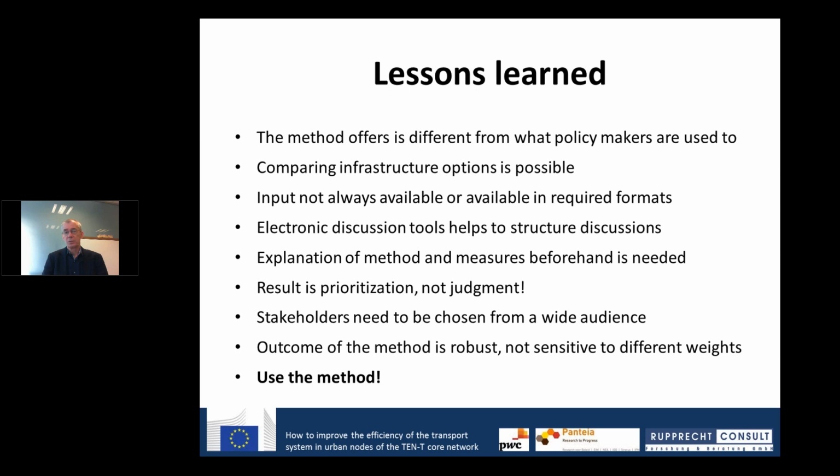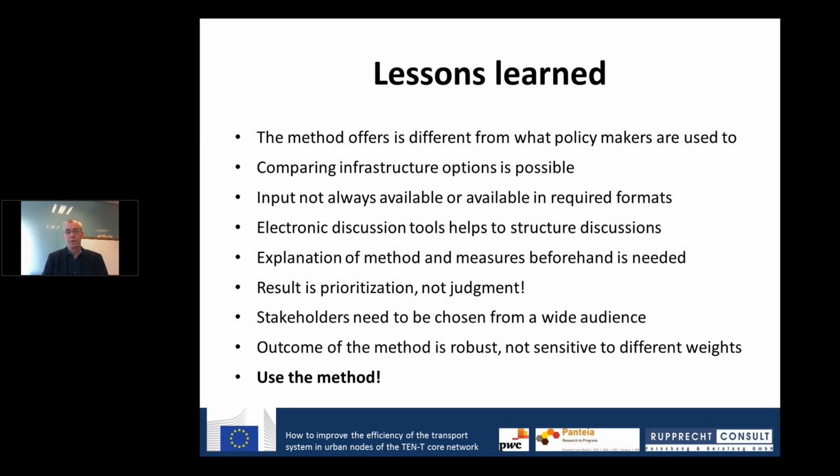We also learned that electronic discussion tools help to structure the discussions and to focus upon those aspects that the stakeholders disagree upon. The electronic discussion tools have as advantage that all stakeholders have a similar amount of speaking time, and it also has as an advantage that it is really focused upon those issues that are controversial.